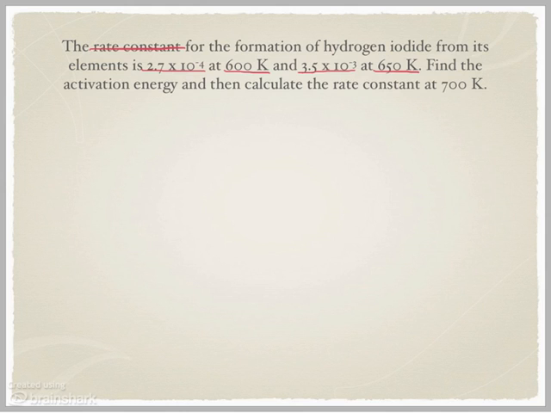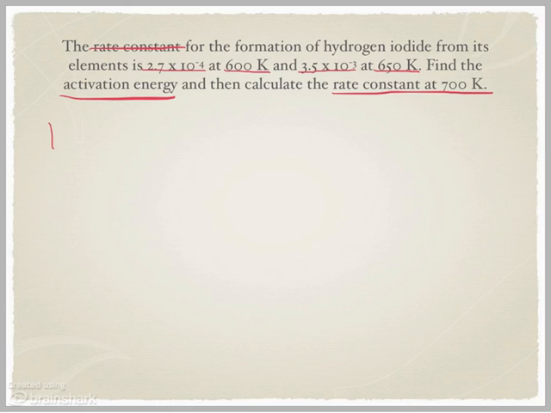What you need to do is find the activation energy, and then once you find the activation energy, you'll calculate the rate constant at a different temperature. So you need to use the Arrhenius equation twice in this case: once to find the activation energy and then another time to figure out the rate constant at 700 K.